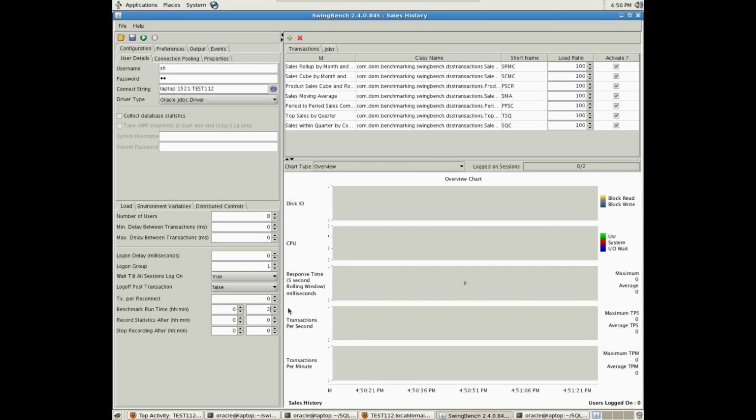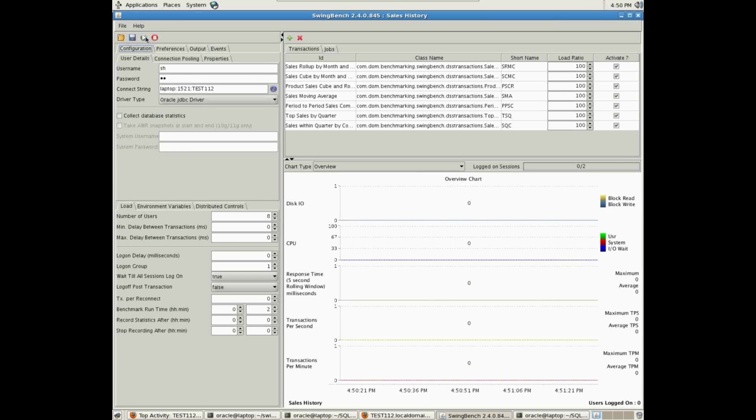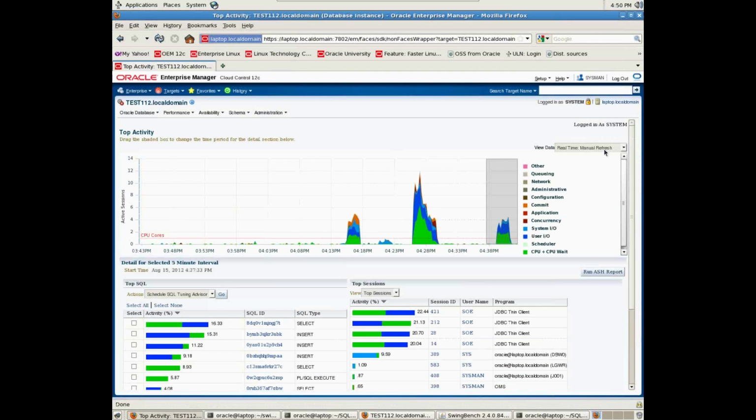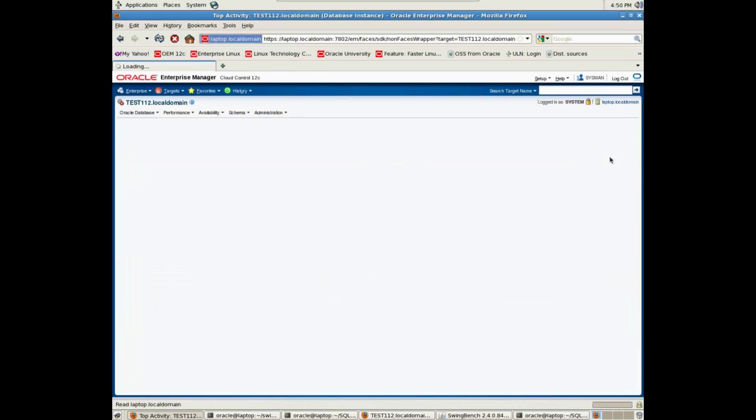Okay. Now, as I say, in the past, when I ran this particular benchmark, it was just CPU intensive. It was a great way of overloading my system. I just picked a number of sessions which was going to be bigger than the number of CPUs I had, and it would screw up the CPU consumption really quickly. Okay. So I'll switch the top activity page back to 15-second refresh.